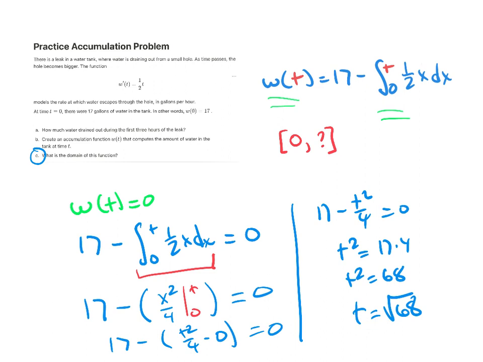Okay, square root of 68, which is approximately 8.246 hours. Okay, so in terms of my domain is from 0, and I'm just going to put the square root of 68. 0 to the square root of 68. If you don't like that, you can also put 8.246 hours. That's the domain of our function. This function only makes sense when there's water in the tank. And as soon as we empty out 17 gallons, we have to stop using this function. Okay, so that's the gist of this problem.